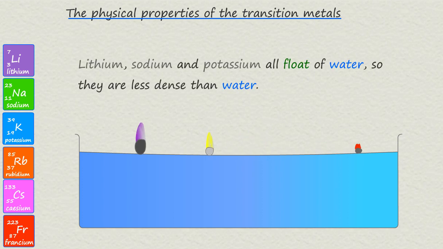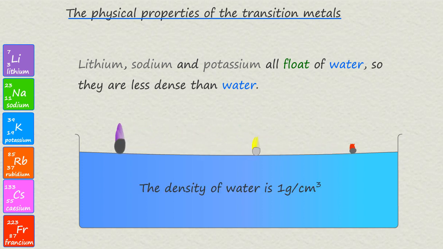You may recall that lithium, sodium and potassium all react very violently with water and that they float on top of the water as they react. So this means that they're all less dense than the water. Now the density of water is 1 gram per cubic centimetre. So these 3 metals all have densities less than 1 gram per cubic centimetre.